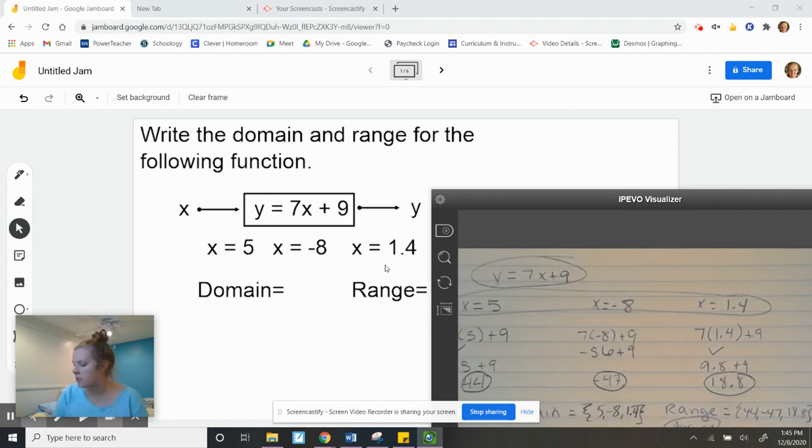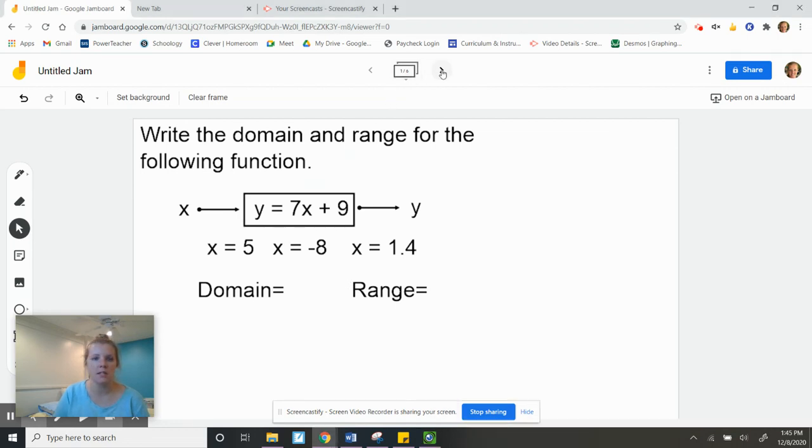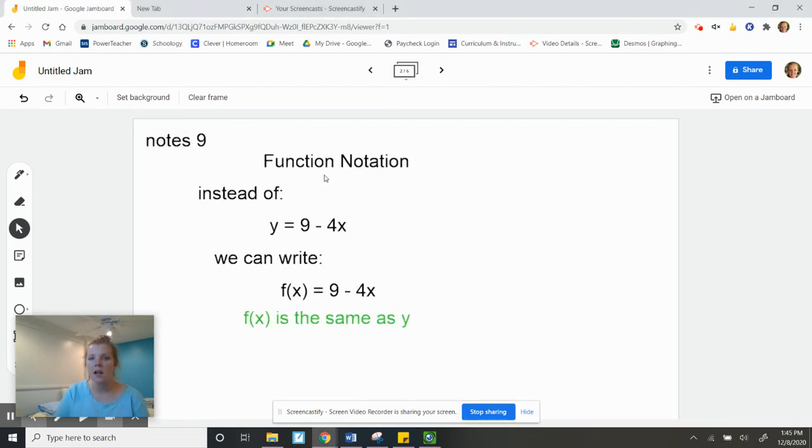Now we're going to start the official notes. Notes 9. The title is function notation. So if you can write that on your paper, that would be great. Again, if I ever go too fast, just press pause. But these are notes 9, and then we're going to work on function notation. This is going to be kind of like a foreign language lesson.